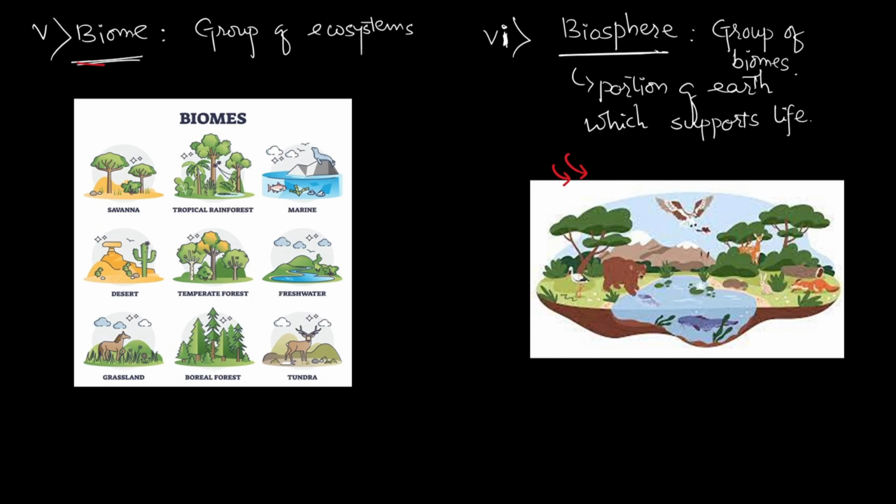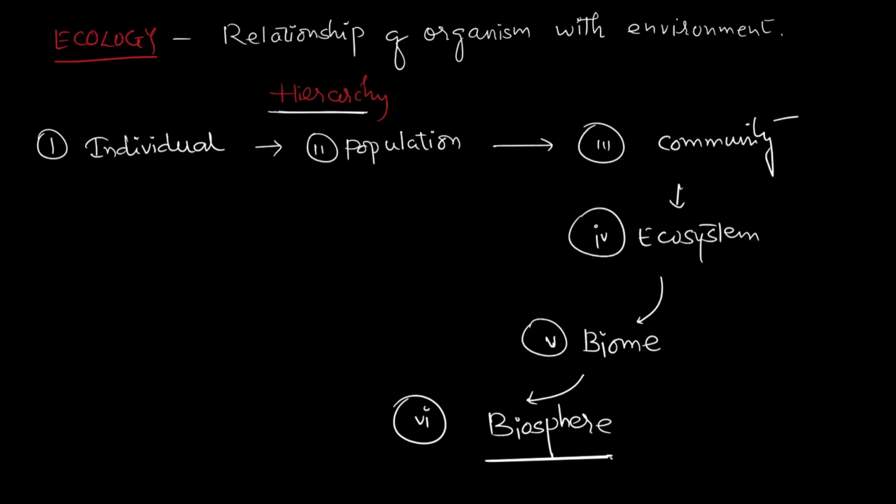So such is the hierarchy of ecology. It moves from the individual, and a group of individuals is said to be a population. A group of populations is said to be a community, and a group of communities is an ecosystem. A group of ecosystems is a biome, and a group of biomes is the biosphere. And this is how the hierarchy in ecology proceeds.